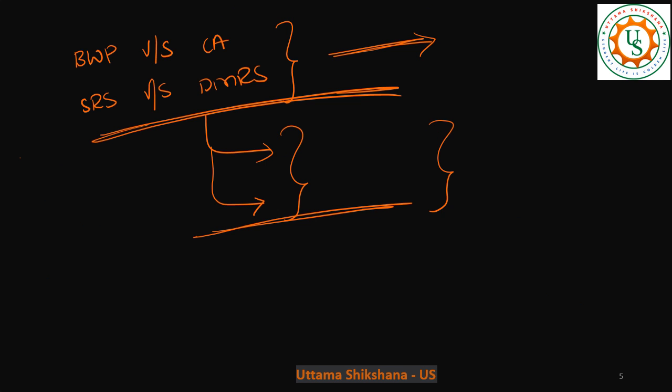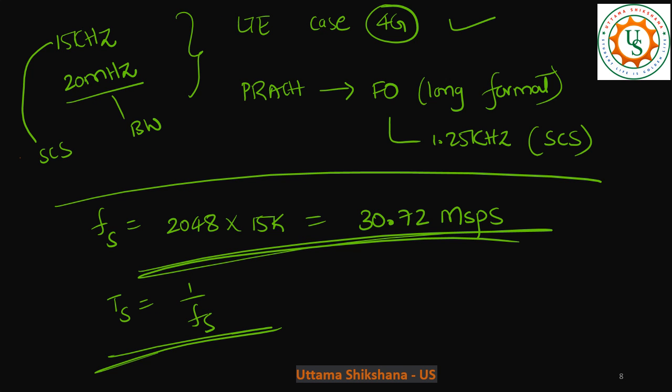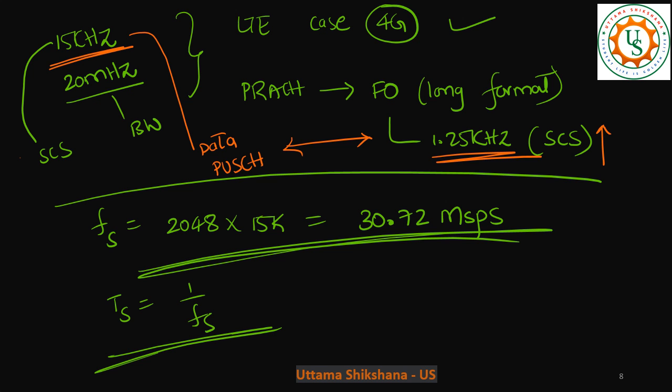But as I was mentioning in the beginning, the subcarrier spacing is 1.25 kilohertz, whereas this is for the data. PUSCH and all other channels have 15 kilohertz. So there is a difference in the subcarrier spacing, and that's why we need to upsample this to 15 kilohertz. If you divide 15 kilohertz by 1.25 kilohertz, you will get 12, so basically you need to upsample these samples 12 times.